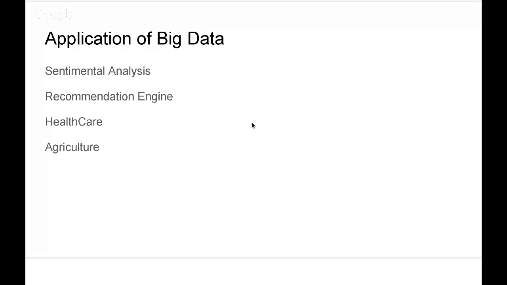So any questions now on applications? If you want to know how big data is used, it's not only all the listed terms here. If you want to know the application of big data in some other sector also, you can ask in the WhatsApp group.